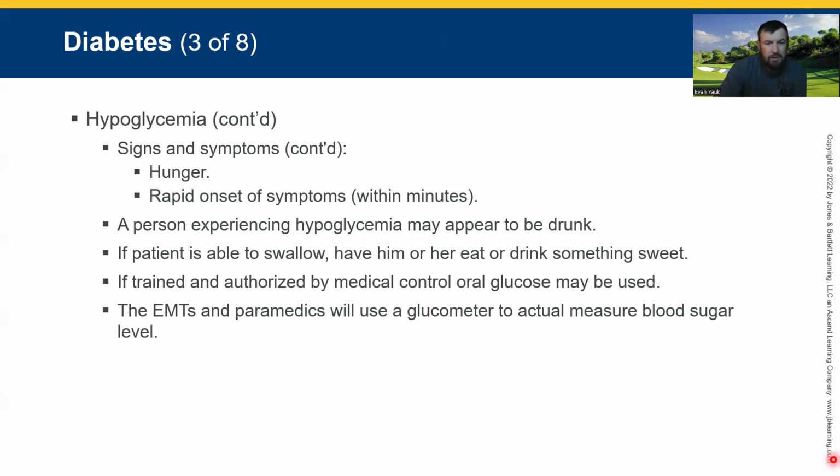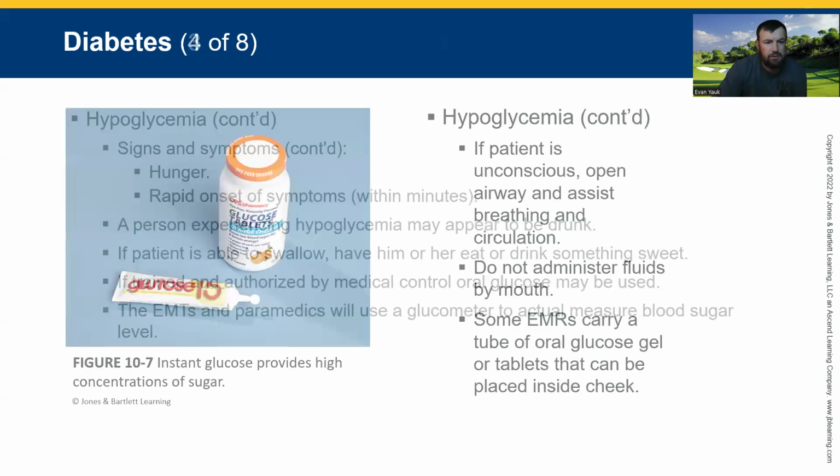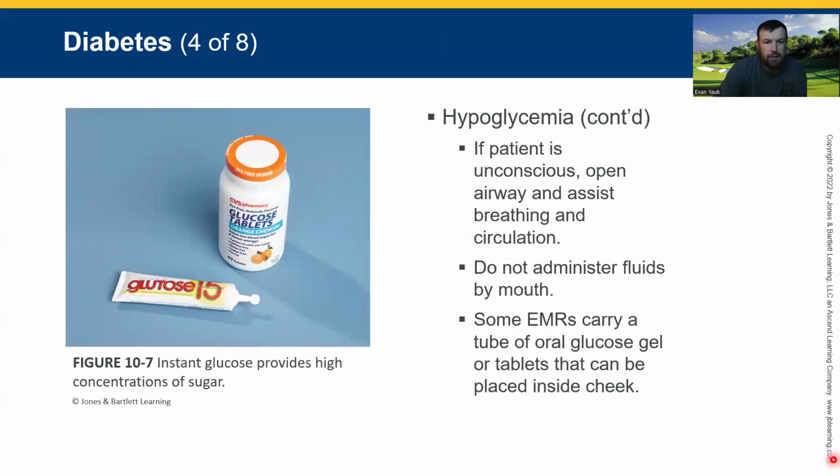The EMTs and paramedics will use a glucometer to accurately measure the blood sugar levels. Yes, one of the first things we do is we get a blood sugar, because it can mimic multiple things. So it's super important we rule that out quick.